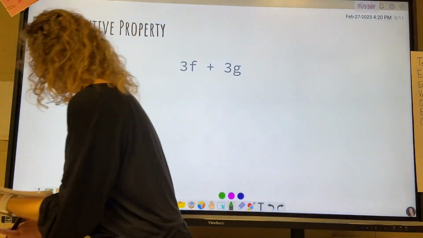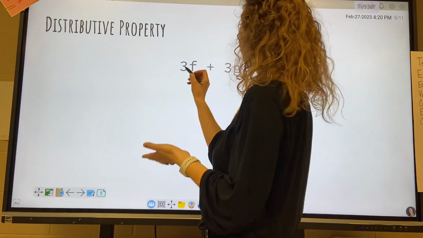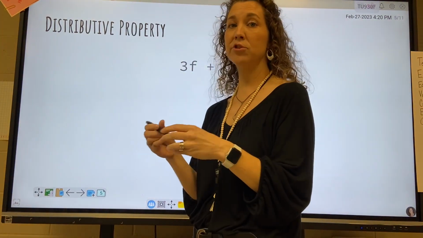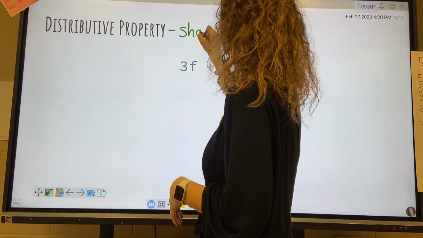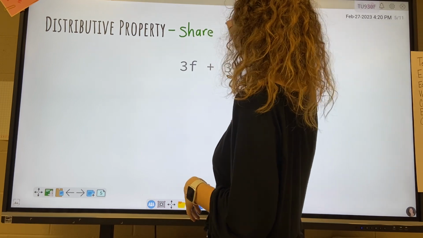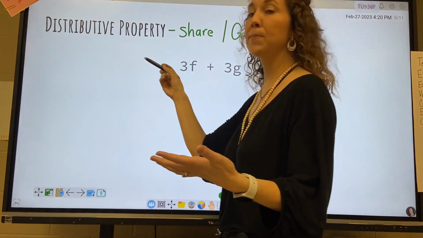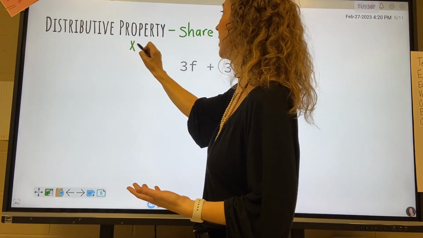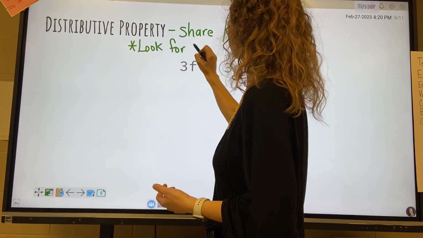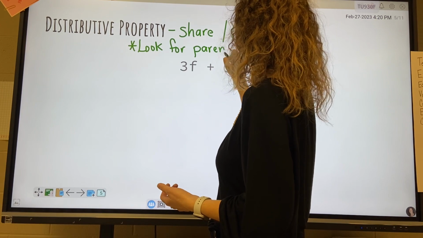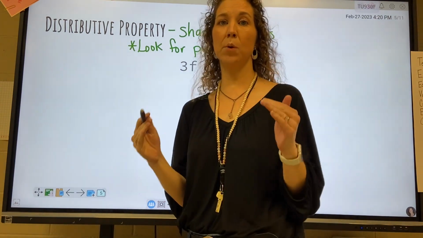Okay. All right, so we're going to do some examples. The first one is on the paper. 3F plus 3G. We're using the distributive property. Distributive property, we learned yesterday, means to share. And we're going to use groups. And groups are going to have parentheses. So yesterday I told you to look for parentheses, because that's how we show our groups.